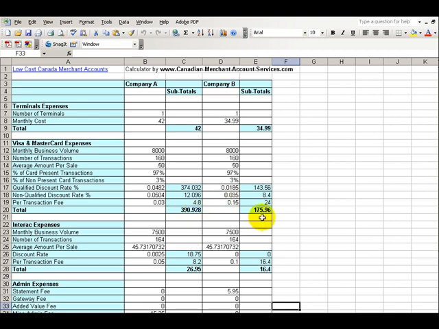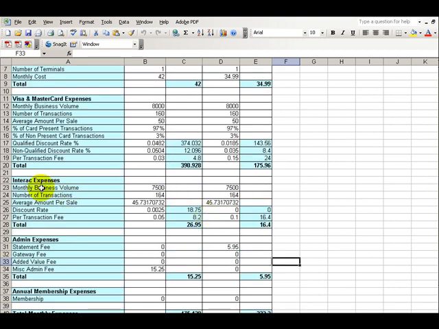Monthly $390 there, $175. Then if we get into the Interac or the debit, they're doing $7,500 a month, about 164 transactions, but the average ticket price $45. Here's their 1/4% they're paying, and 5 cents per transaction. Here there's no discount rate on the debit. I got them 10 cents per transaction. You can see that it obviously works out to substantial savings.